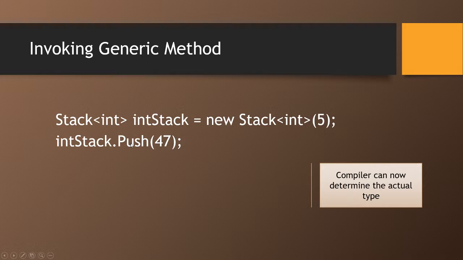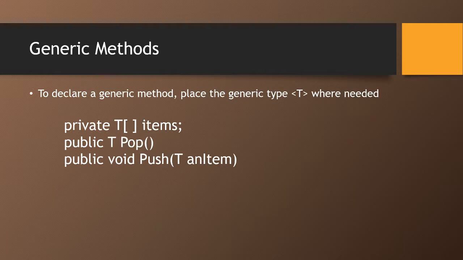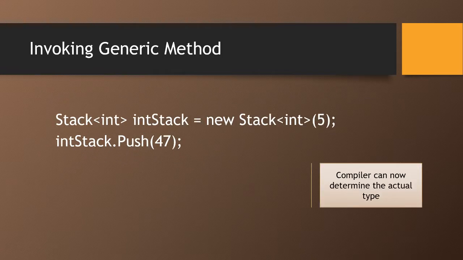Then I could use the methods that are part of my stack class. This line of code says using this integer stack, push the number 47 onto it. Let's back up a slide. And here we see that in our push, we said the parameter type was the same as the generic instantiation type. So in our int stack, since we said that generic type is an integer, that parameter is going to be expected to be an integer.